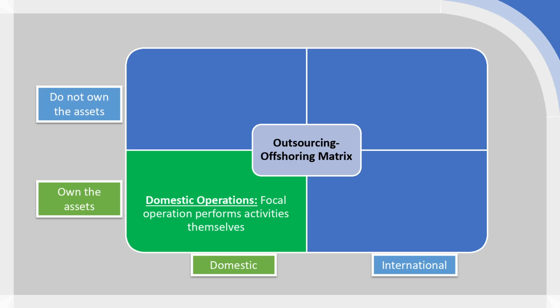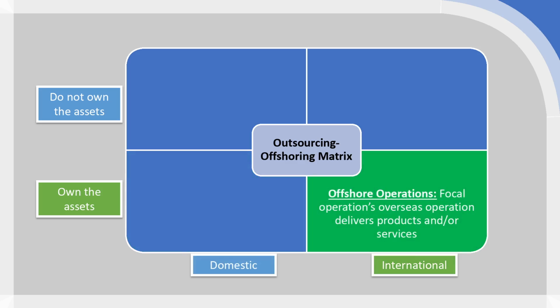So that's nice and straightforward. If we were to switch the answer along the bottom axis to international, so now we're taking this business function or activity outside of our country of normal operation, we have offshore operations. The organization still directly manages and owns the operation or function. It's simply being done outside of the country of normal operation, so it's being done overseas or outside of the country's borders. So we would refer to this as offshore operations.